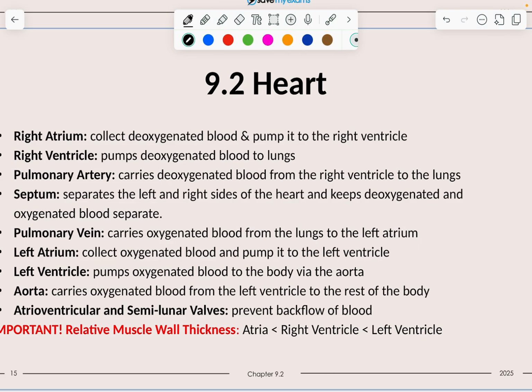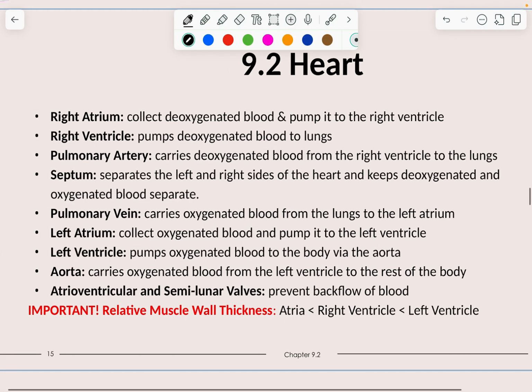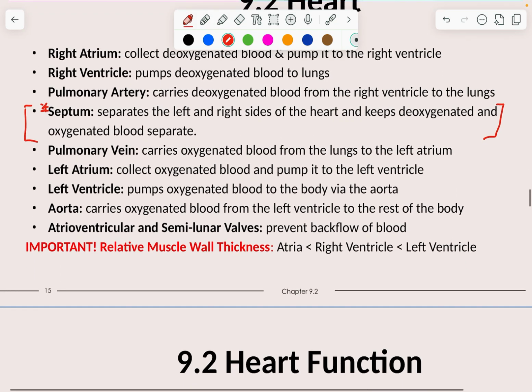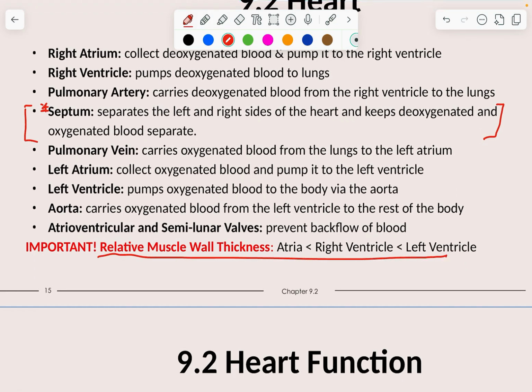So I know that in exams they won't really ask for definitions, especially for this, but I want you to have a general understanding of what each part's function is, what they do. That is important. The septum is one of the few definitions that they can test. I think from this entire list, the septum is quite important. Like what I mentioned, the relative muscle wall thickness: the left ventricle is the thickest in the heart, then the right ventricle, then the atrium. That is something you have to be very familiar with.